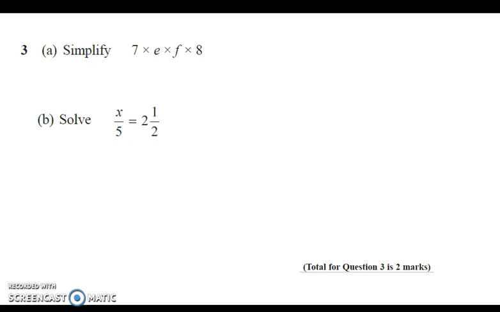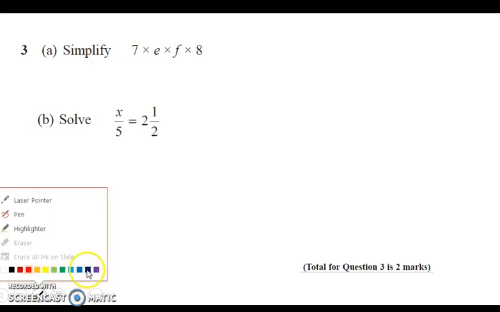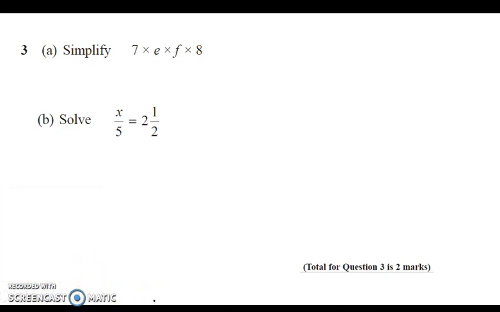Okay guys, question 3. We've got some simplifying algebra in part A, and we're also looking at some solving equations in part B. So take a few minutes, have a go at those, and I'll come back in a second with the answer. Right then, part A, we are simplifying.